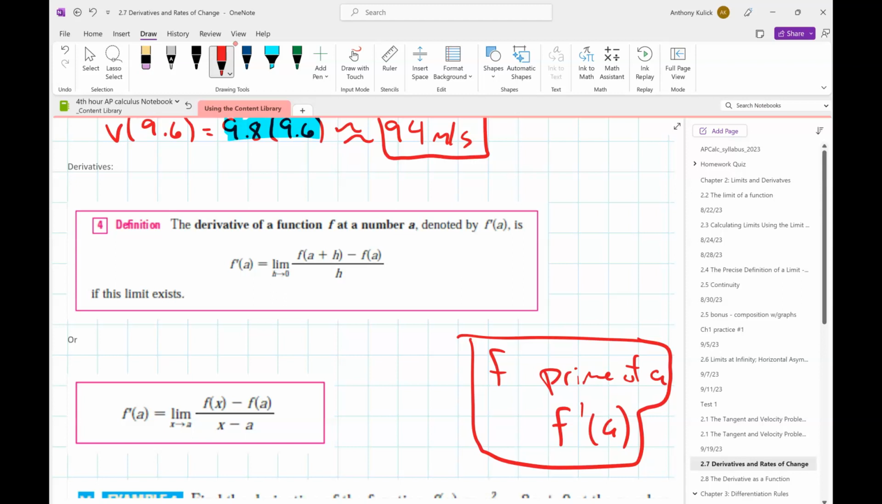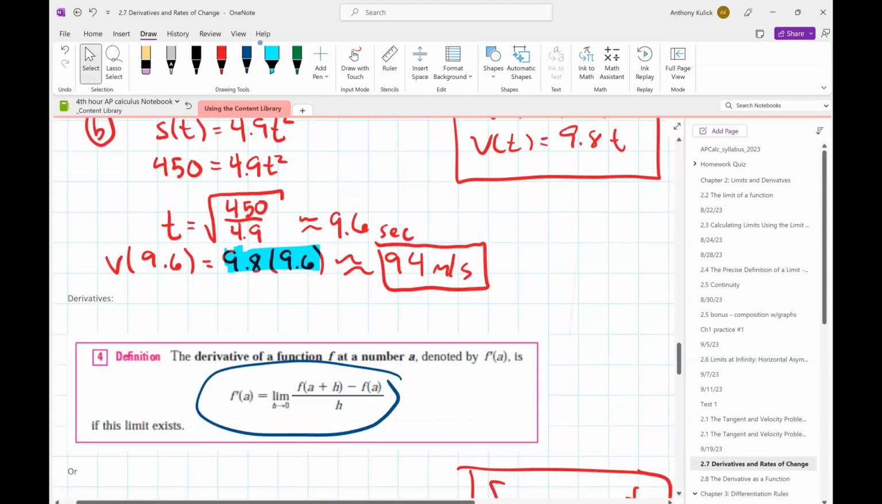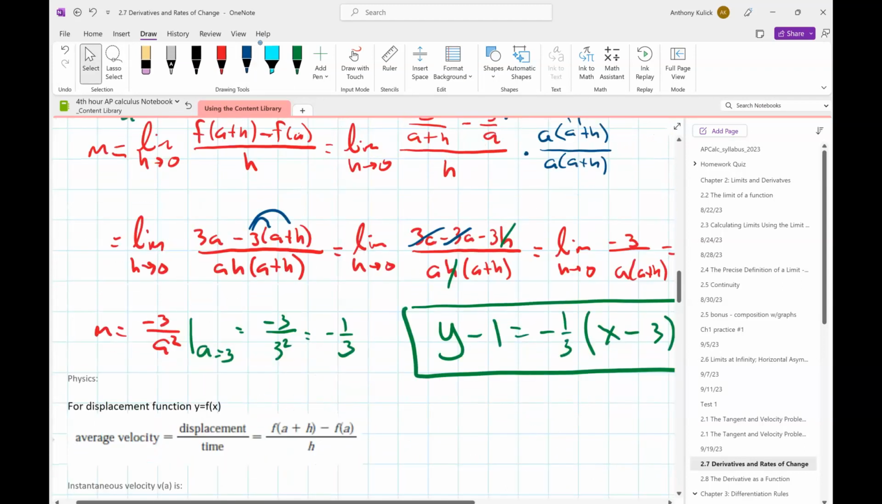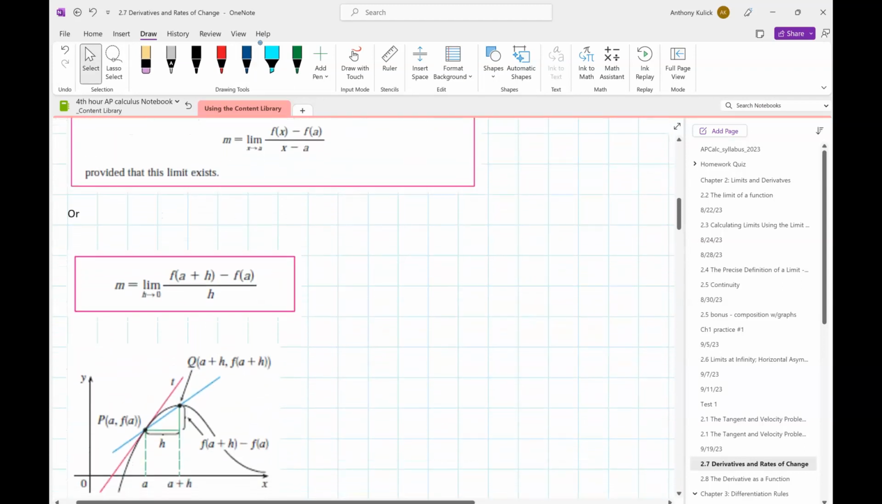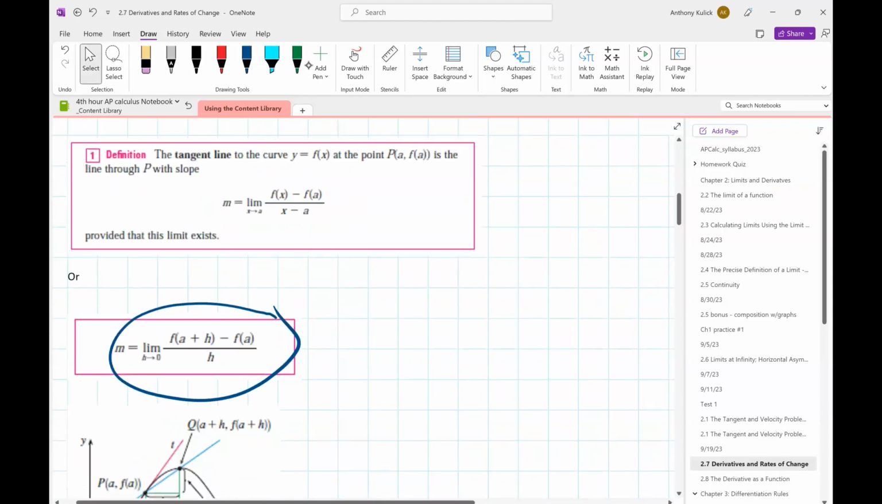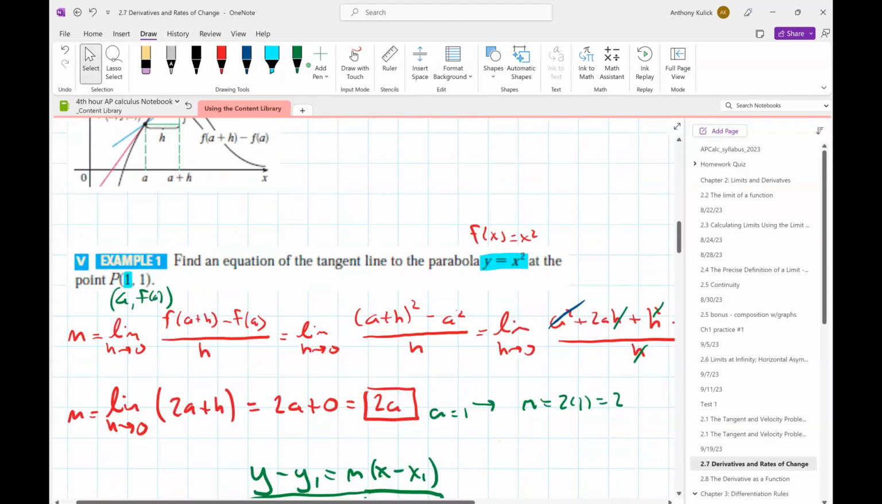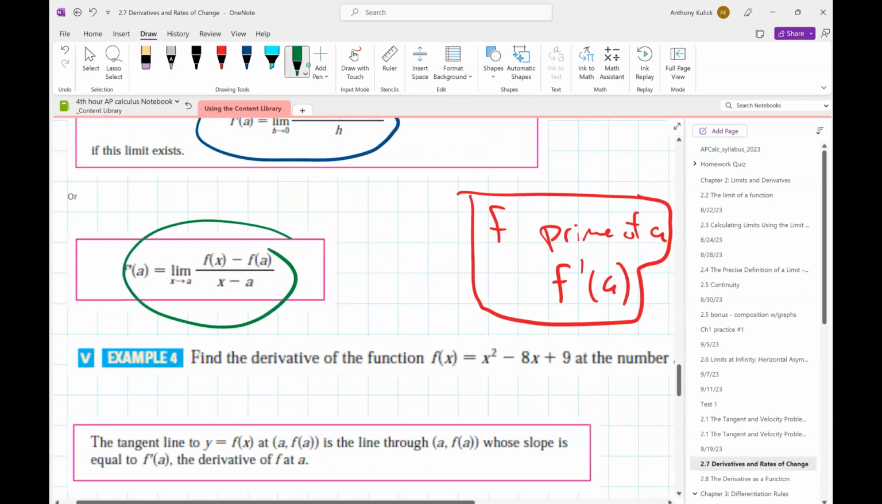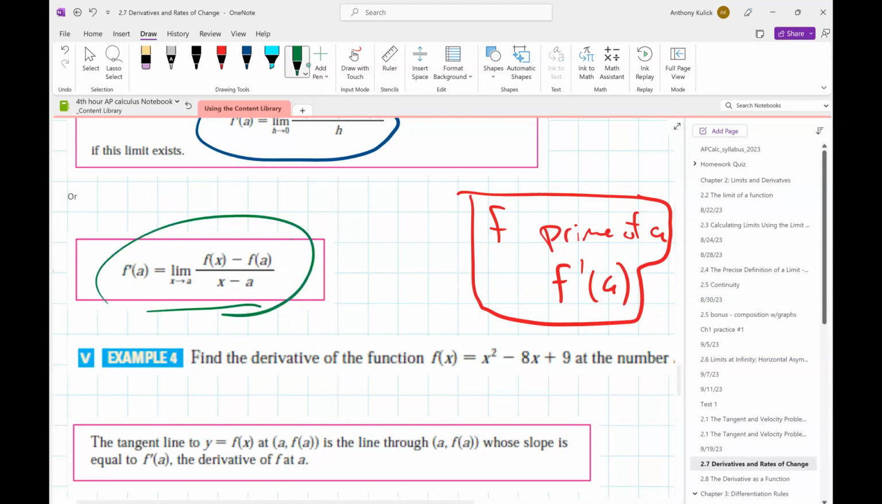All right. And notice here I give you two definitions, right? This one was the same as this one, or even this one. And notice this slope of the tangent line definition is the same as my alternative derivative definition, right? You guys see that? They're just still the same formulas.